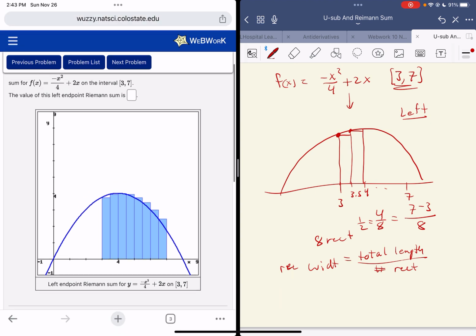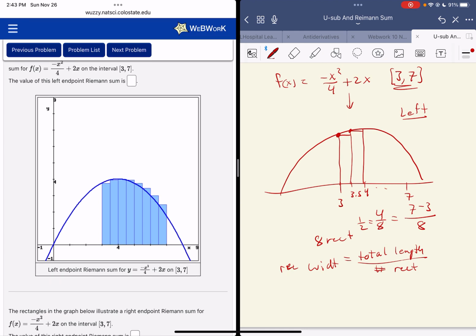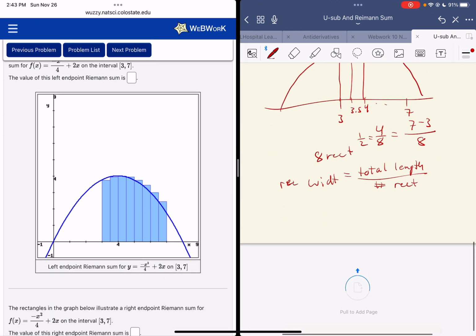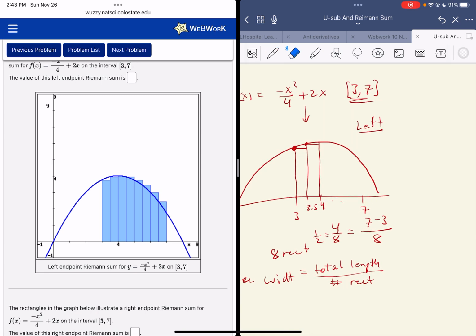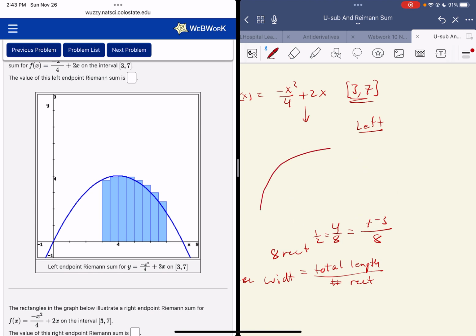So, all right, when they say what is the value of the left endpoint Riemann sum, we have to add up all of this blue area over here. So how do you do it? Well, let's figure out all the different sample spots, and for that I really should have drawn a better picture. So let's go ahead and do that now. Okay, so here's 3, 3.5, 4, 4.5, 5, 5.5, 6, 6.5, 7. Okay, great. And so all of these, we're just adding a half each time.